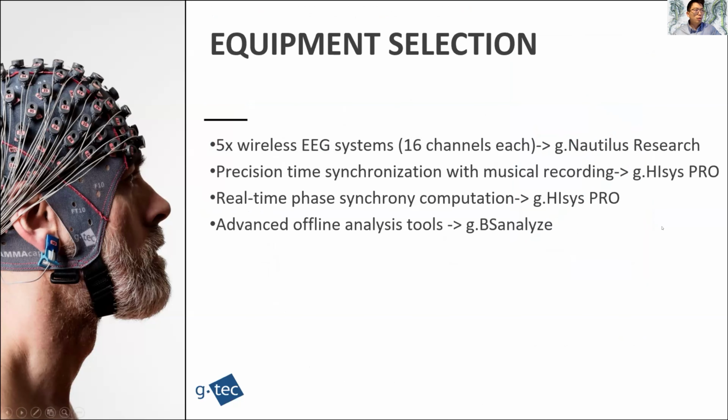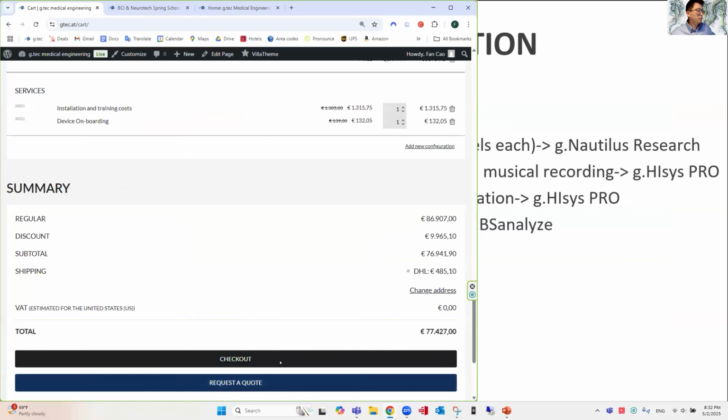So again, we list all the equipment we need. In this case, since we're considering 5 subjects, we need 5 16-channel wireless systems, and we also need precision on the synchronization while the music is recording, and also the computing for calculating the phase synchrony during the performance, and in the end, some advanced offline tools to further analyze the data.